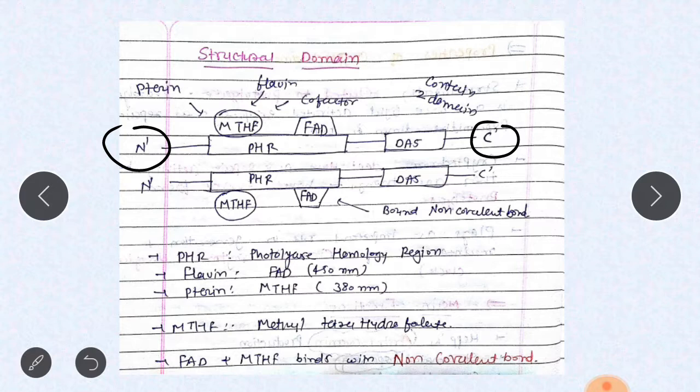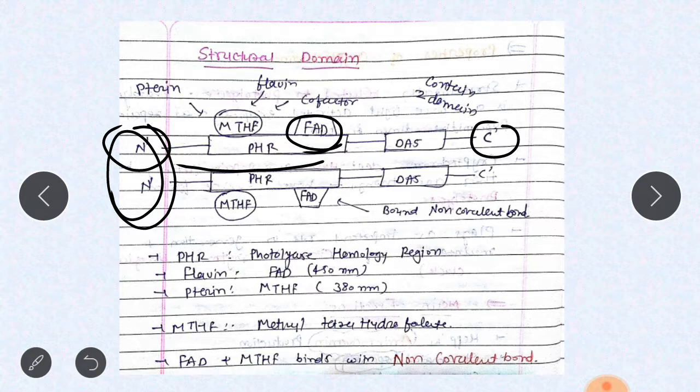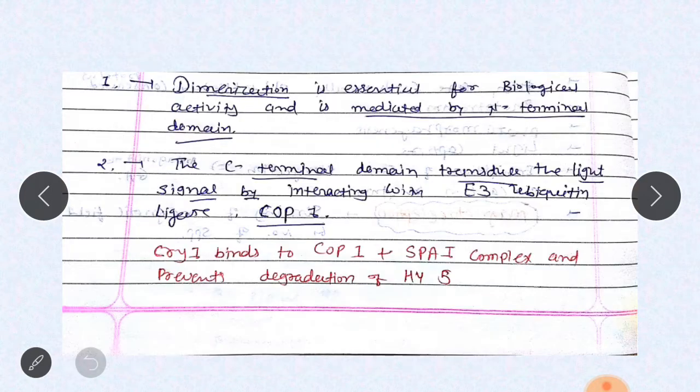Now it is in a dimer form. With the PHR, the binding of MTHF, which is a methyl transfer group, is there, and the FAD flavin group is also there. So the pterin group and flavin group are bound with the protein by a non-covalent bond. When they capture light, they bind covalently.